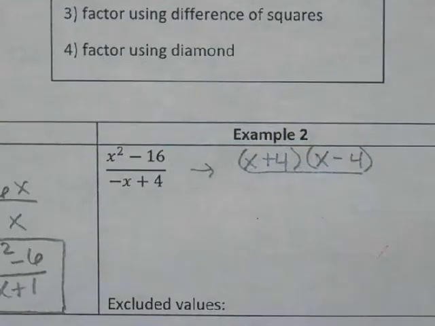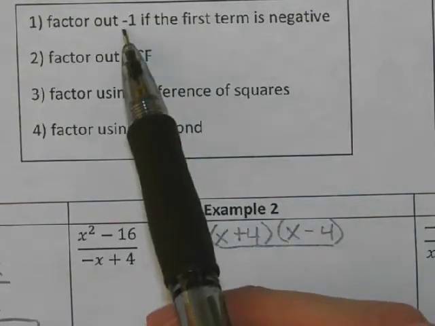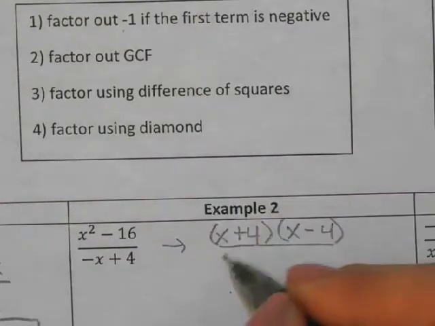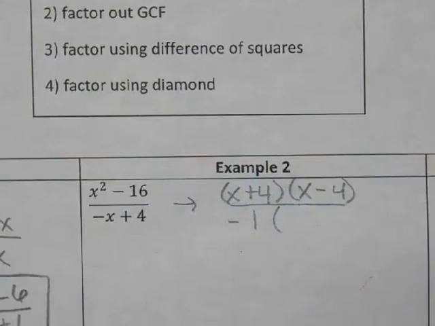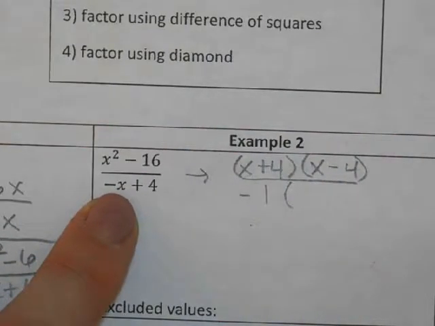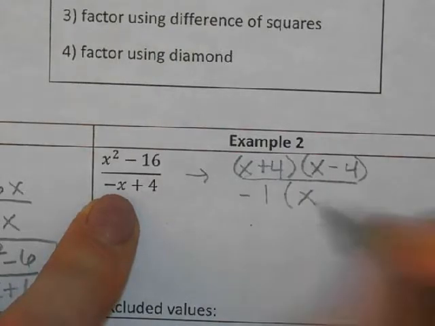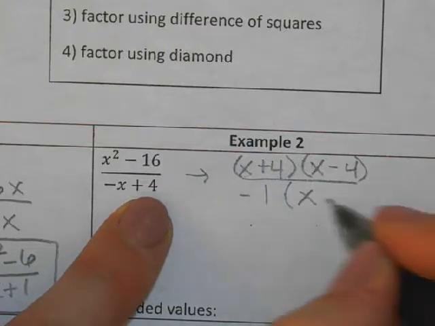Okay. And then on the bottom, that's where we can see that we had a negative 1 in the front. Right? We have a negative in the front. So we're going to factor out a negative 1 and then write our leftovers. So negative x divided by negative 1 is positive x. And positive 4 divided by negative 1 is negative 4.